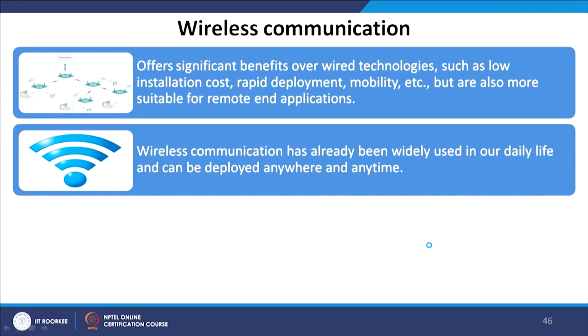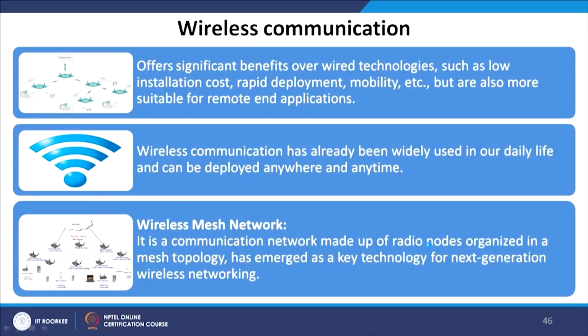Now, wireless communication is certainly an important infrastructure, and it has already been widely used in our daily life and can be deployed anywhere, anytime. So, this is not a new technology, but we should take advantage of this existing wireless technology and incorporate it within our energy grid to make it smarter. Wireless mesh network, a communication network made up of radio nodes organized in a mesh topology, has emerged as a key technology for next generation wireless networking.